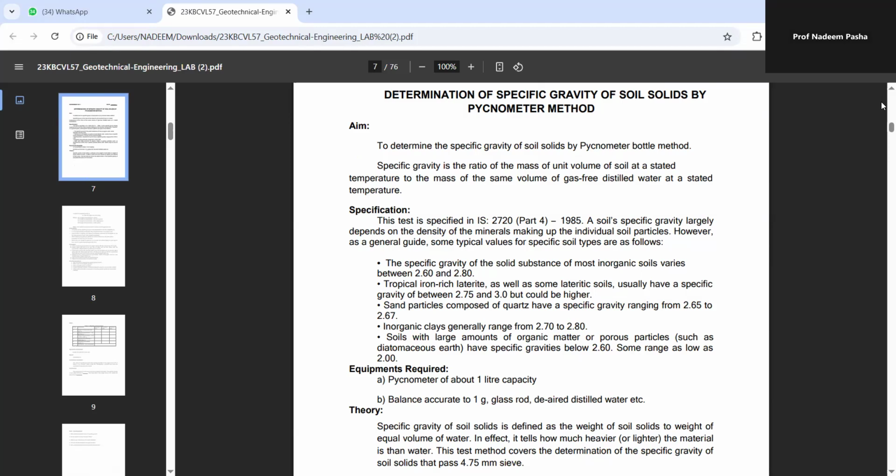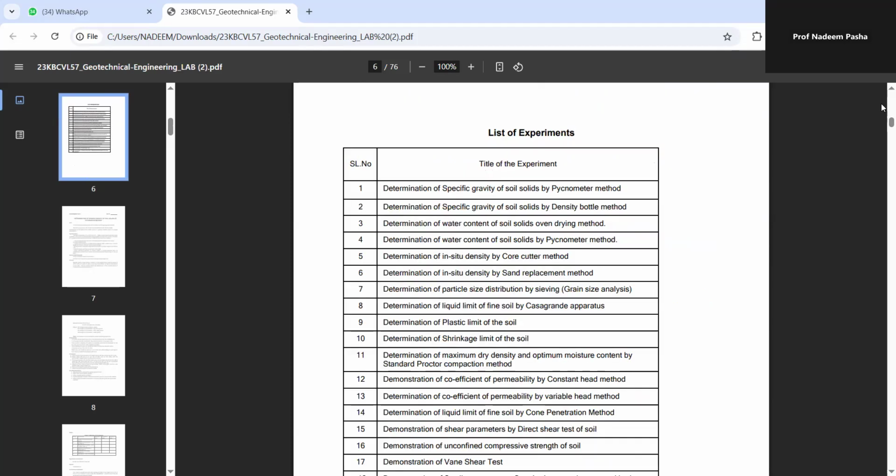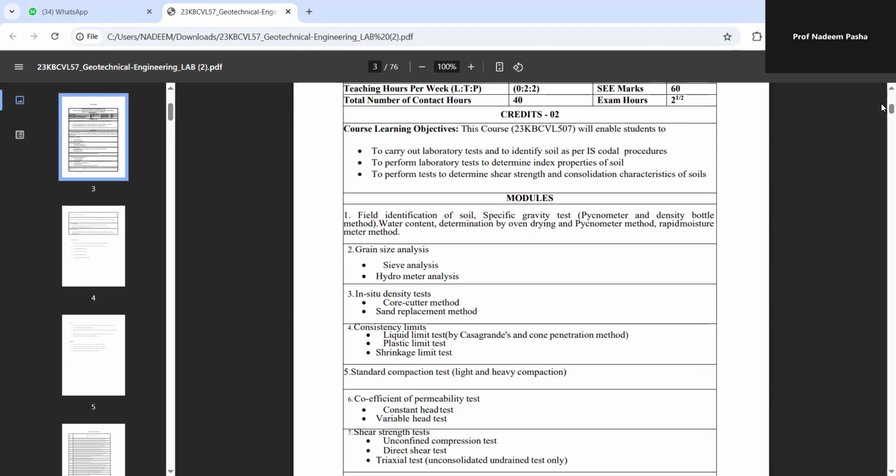First, we need to understand what the lab is all about. Geotechnical engineering lab is one of the important labs of civil engineering. What is the purpose of keeping this lab? What is the objective of this lab? To carry out laboratory tests and identify soil as per IS, and to perform laboratory tests to determine index properties of soil. Index properties of soil may be liquid limit, plastic limit, shrinkage limit, cohesion, adhesion, capillarity, surface tension. Also to perform tests to determine shear strength and consolidation characteristics of soil.